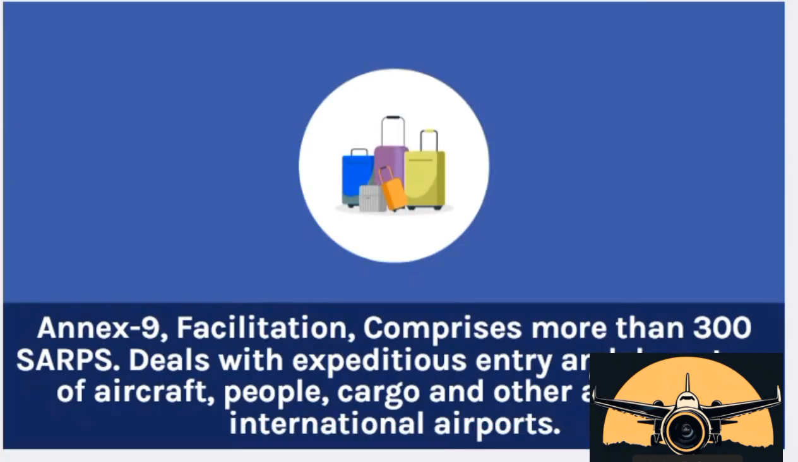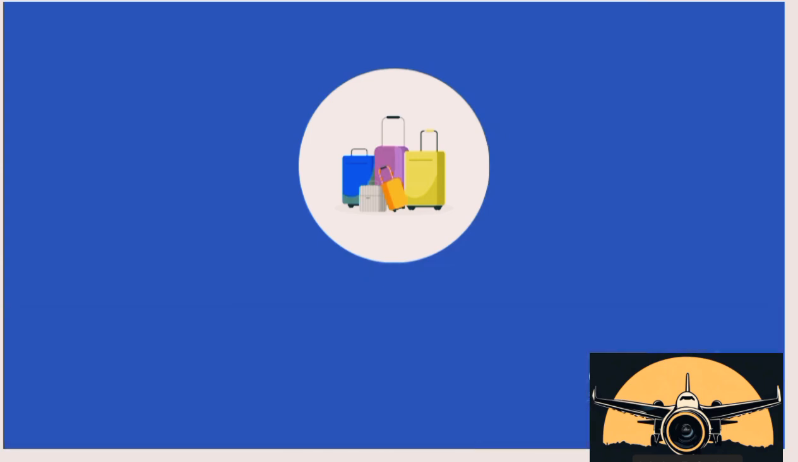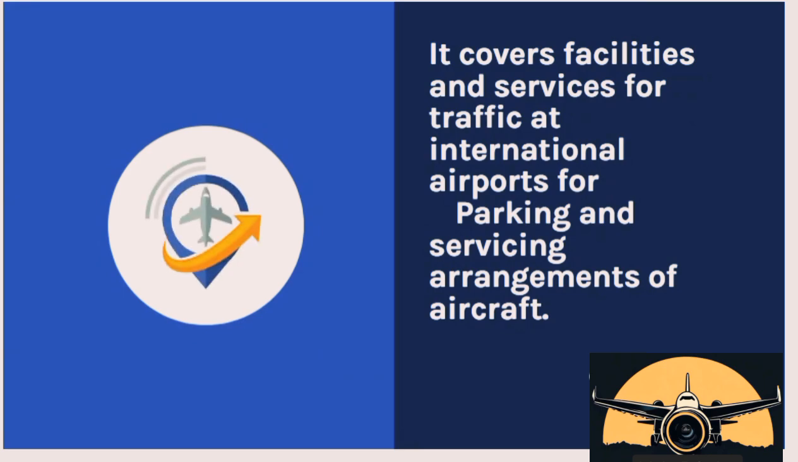Annex 9 Facilitation comprises more than 300 SARPS. Deals with expeditious entry and departure of aircraft, people, cargo and other articles at international airports. It covers facilities and services for traffic at international airports for parking and servicing arrangements of aircraft.